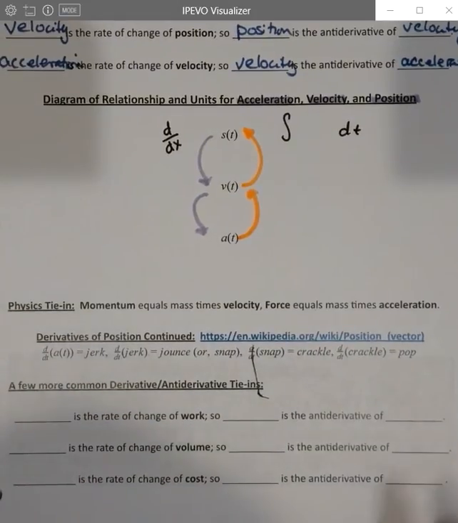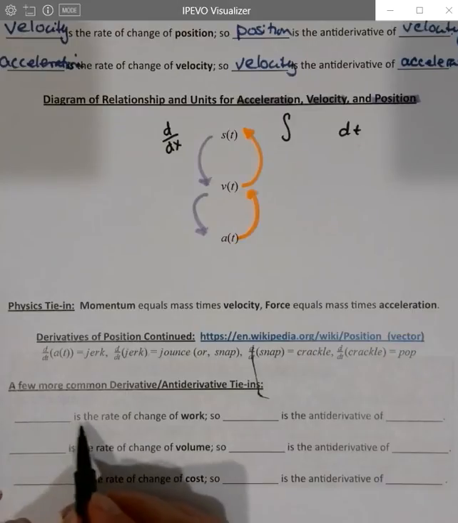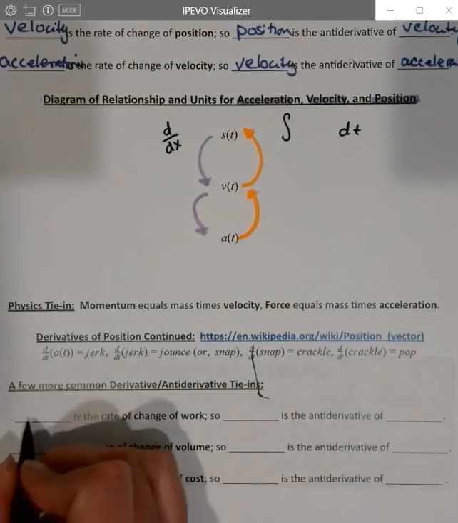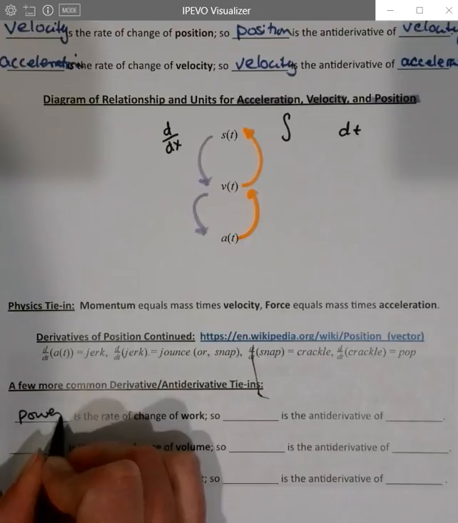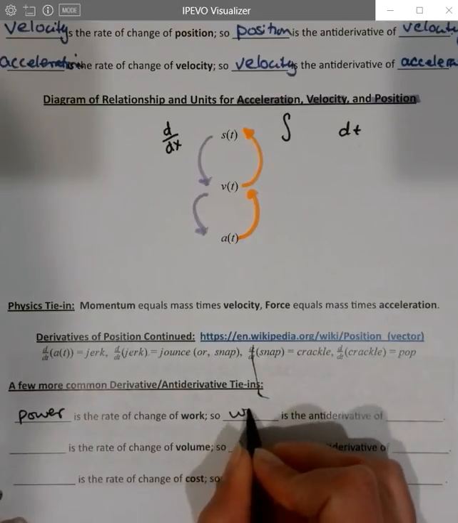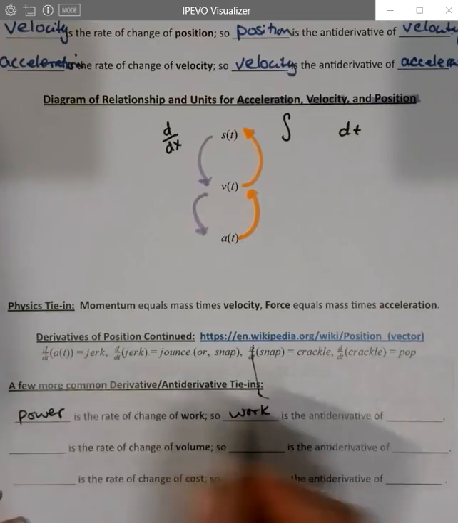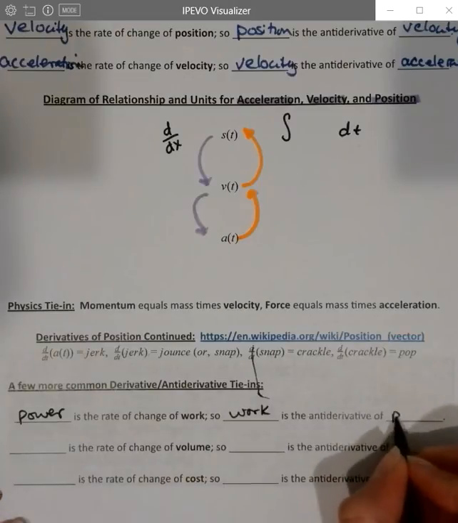Okay, and then some more context down here at the bottom for some frequent derivative and antiderivative relationships. In the first one, it's asking us blank is the rate of change of work. That's power. Power is the rate of change of work. So work, or energy, if you want to phrase it that way, is the antiderivative of power.